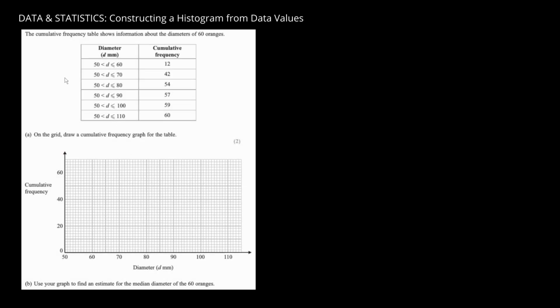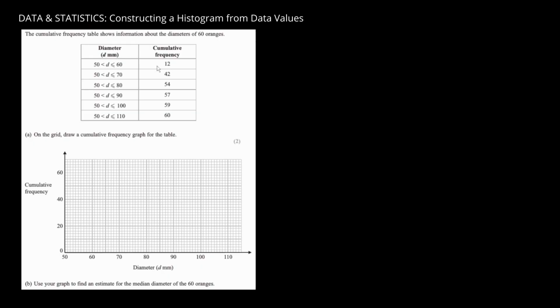Got a question here about cumulative frequency. We've been given a table and they've done all the cumulative frequencies for us, which is good. And we've been asked to plot these on a graph and then find the median. Okay, now where do you plot these points?